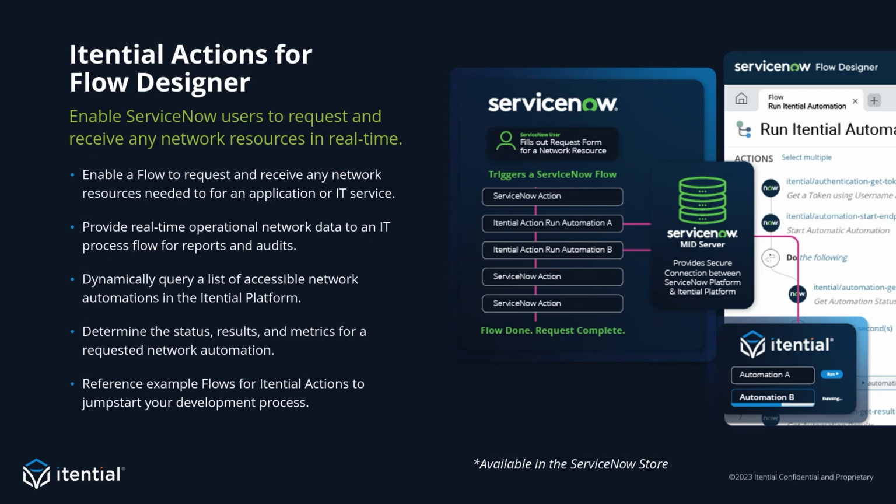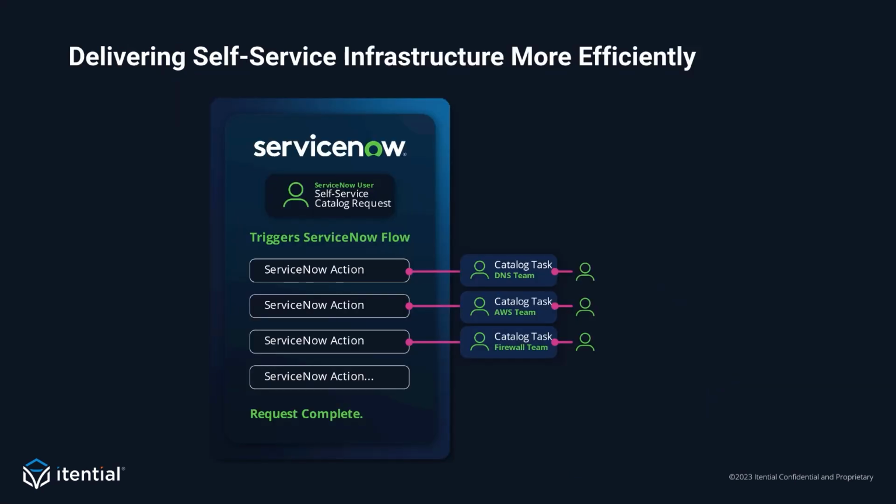You can also dynamically query for a list of applicable automations that have been published and you have access to, as well as take a look at the metrics of a particular workflow that has been executed, which may be really useful for streamlining your IT service flows. And so for this example, we are definitely going to take a closer look at how you can drive more efficiency by executing workflows that deliver infrastructure services and resources.